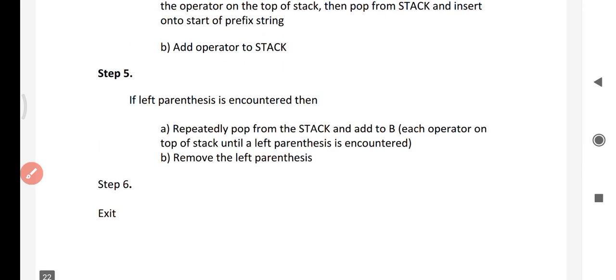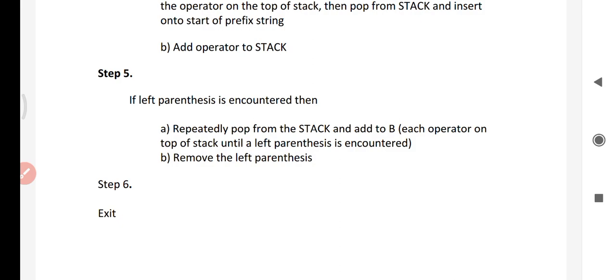Step 5: if a left parenthesis is encountered, then we repeatedly pop all the operators from the stack and add all those operators from the stack to the prefix expression. We follow this step until the right parenthesis is encountered. Then we remove the right parenthesis.